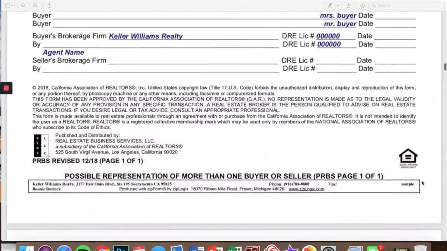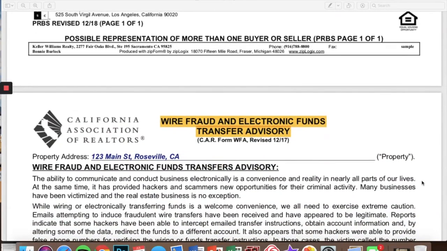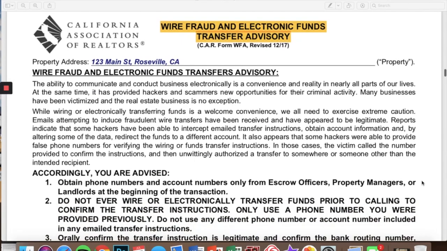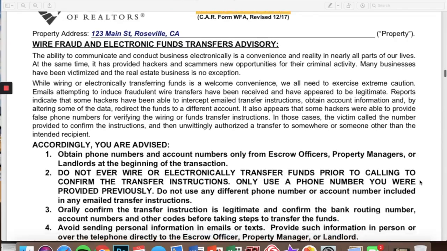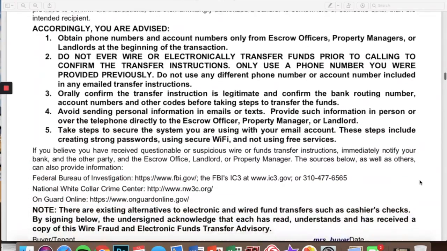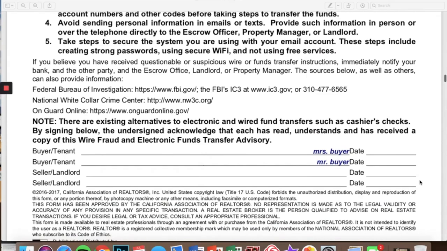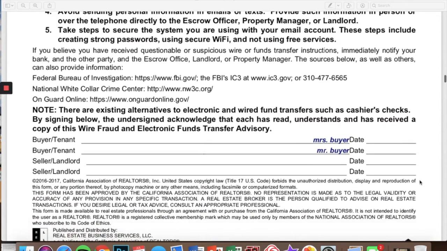So the next form that we're going to take a look at is the Wire Fraud and Electronic Funds Transfer Advisory. This is a form that is supposed to educate your clients about the risk of wire fraud and detail several steps that they can take in order to protect themselves from it. So this is very important. Unfortunately, this happens often, so you really want to make sure that your client knows their risks here.